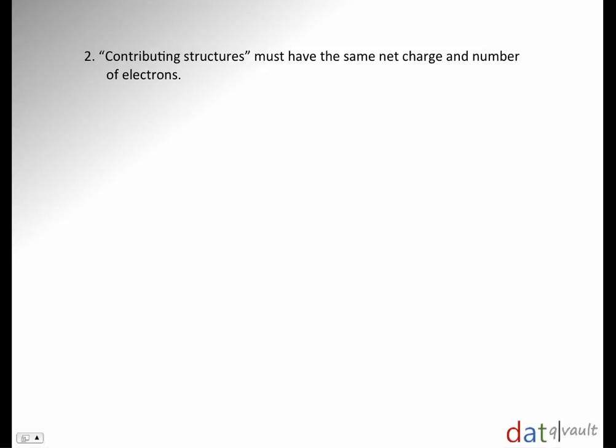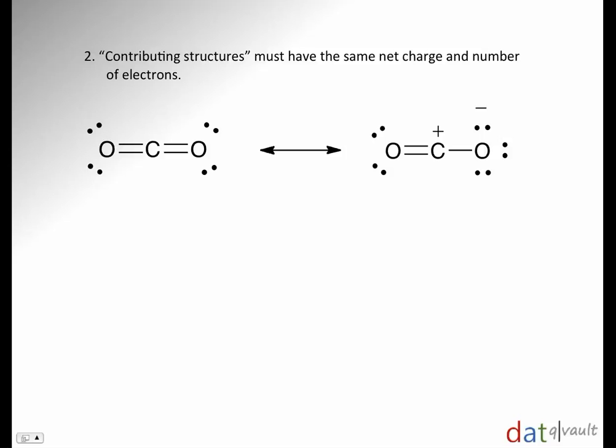Alright, let's look at the second rule of resonance structures, and that is contributing structures must have the same net charge and number of electrons. So let's go back to our old friend carbon dioxide. Again, to get this resonance structure on the right-hand side, we're taking 2 electrons out of this carbon-oxygen double bond, and we're giving them all to oxygen, leaving us with a positive charge on carbon, a negative charge on oxygen, and an extra lone pair of electrons now on oxygen.